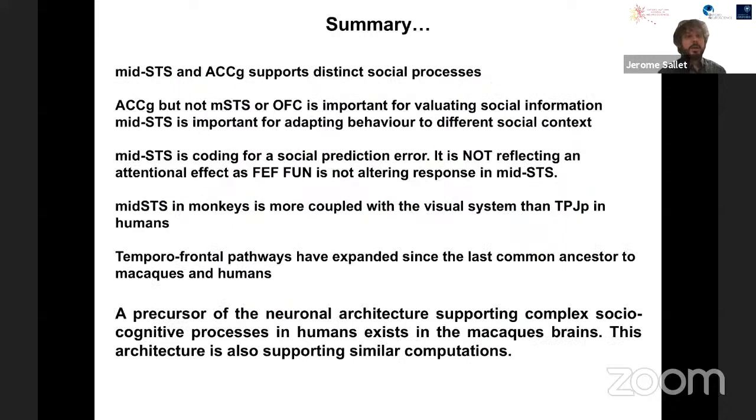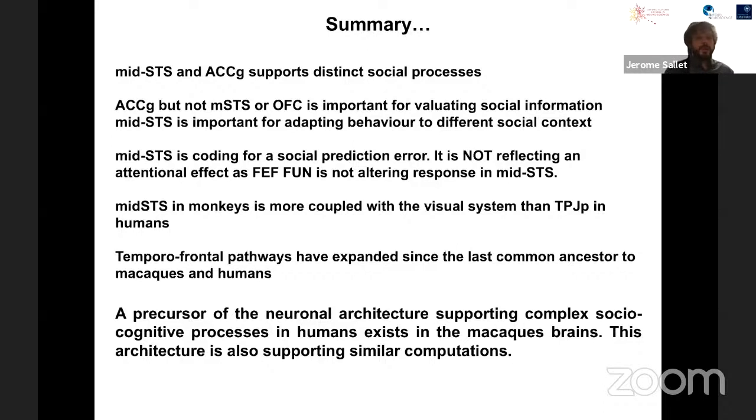Okay, so to conclude, we showed that the mid-STS and the anterior cingulate cortex are associated with distinct social functions. The anterior cingulate cortex is important for evaluating social information, while the mid-STS seems to be more important for adapting behavior to different social contexts.